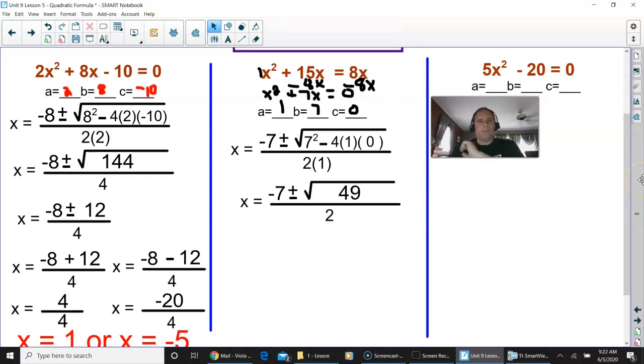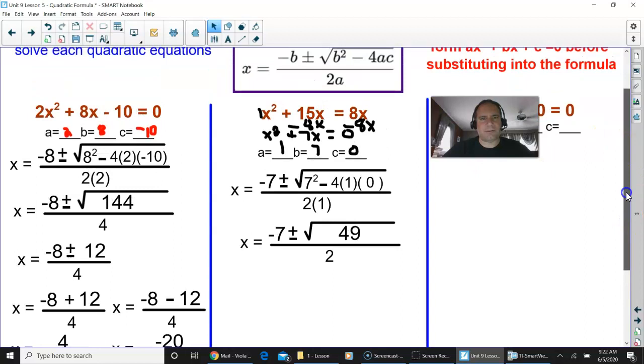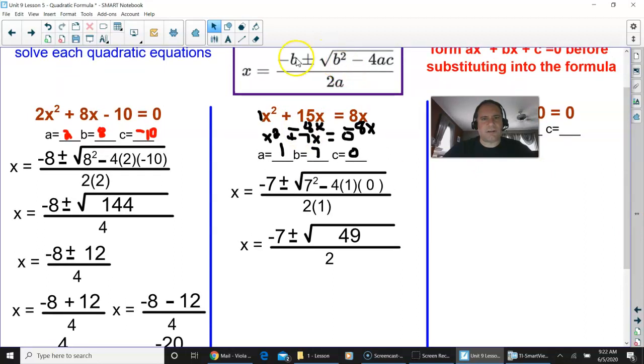I wanted to see where you were, just halfway through when you were substituting in. You have -7 plus or minus, because this is supposed to be B. Let me go up and take a look at the quadratic formula. This is -B, so I turn that +7 into a -7. Then it's plus or minus from the formula, the square root from the formula. 7 squared is B squared. Then -4, which is in the formula, times A, which is 1 in this case, times C, which is 0. That makes it a lot easier.